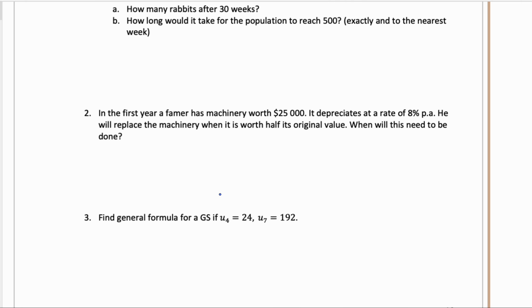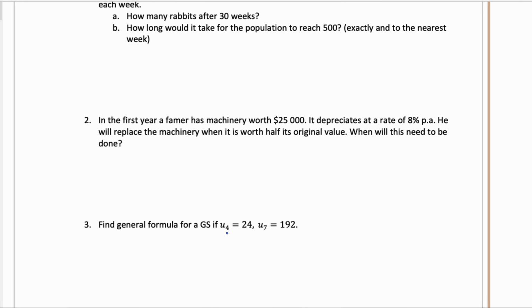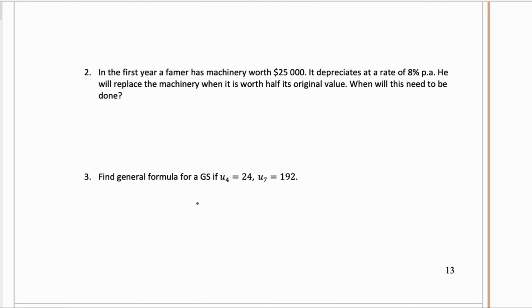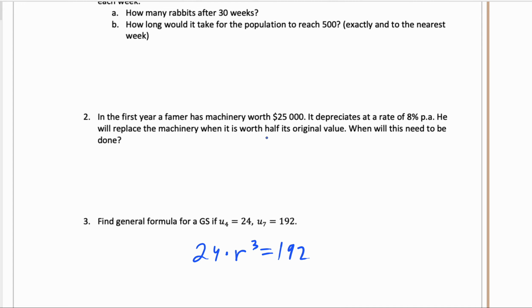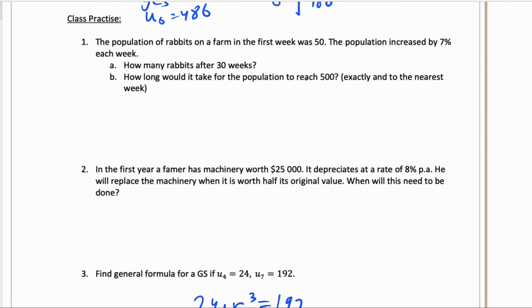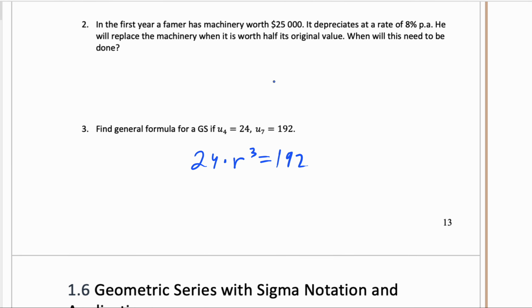Now let's see. This one here, we did one like this before. This is just u4 to u7, so that's 24 times r cubed equals 192, and you can solve for r. This one, we just did an example like it. So you can probably do all these yourselves.